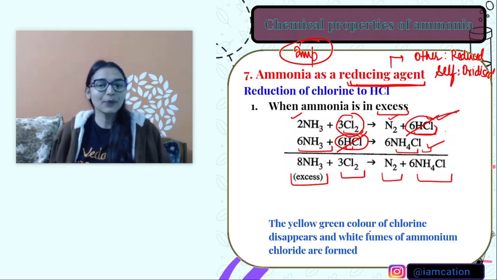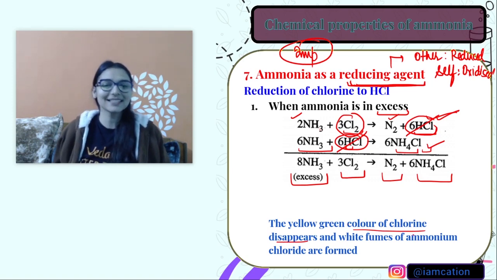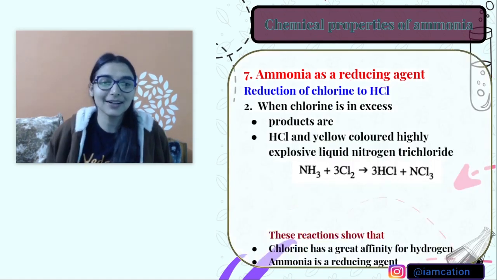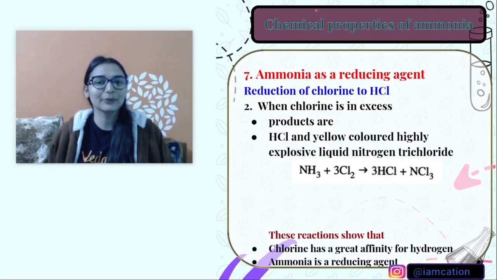What will happen here? The yellow color of the chlorine disappears and white fumes of ammonium chloride are formed because of this. So this is an important observation, and reaction observations are quite important, so pay attention to them closely.